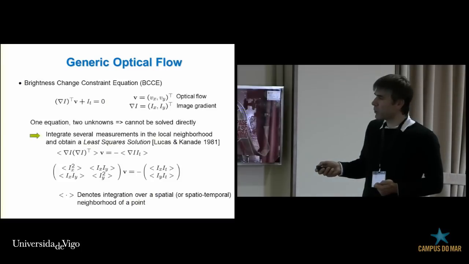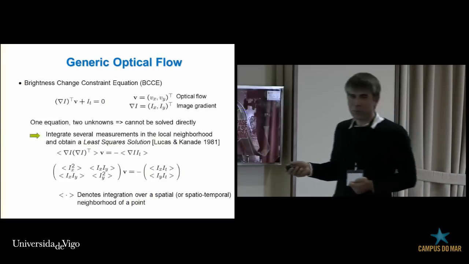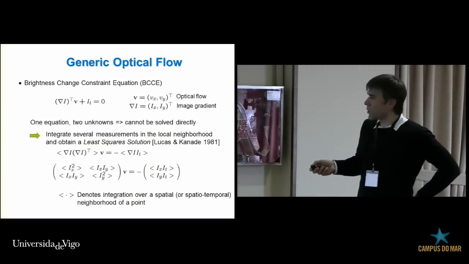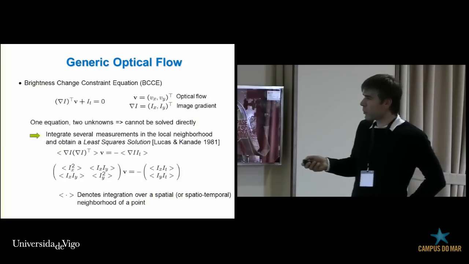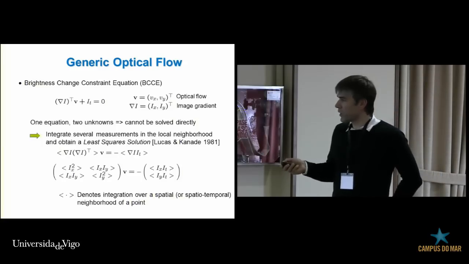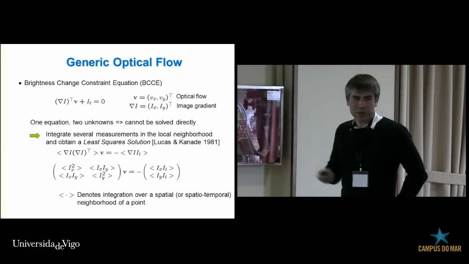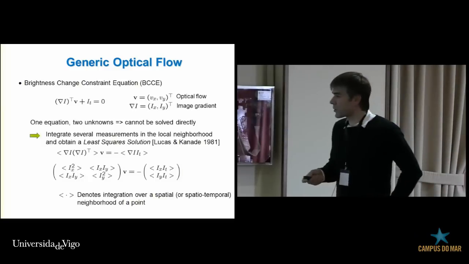This we can measure. This is the image gradient. This is the temporal gradient. So if you could solve this, we could get v. Our problem is that v is a two-dimensional vector, and this is just one equation. So the problem is under-constrained.